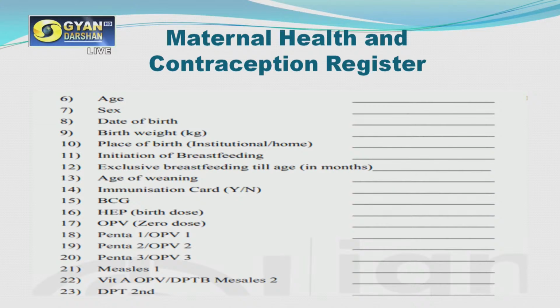And age of weaning, when they started weaning this child. Then the immunization card you can ask them to produce, and in that you can record whether BCG was given at birth, hepatitis birth dose, OPV, penta, whether it was given as penta 1, 2 or 3 as per the schedule, and measles vaccine was given at what age, and whether immunized or not.